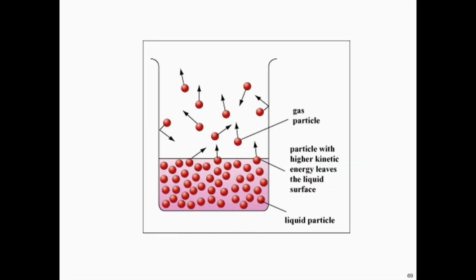Now let's look at this diagram here. So let's say we have a beaker of liquid, then the liquid molecule at the surface possesses enough kinetic energy. Therefore, it will overcome the intermolecular force between the liquid molecules, and therefore it will escape as gas.